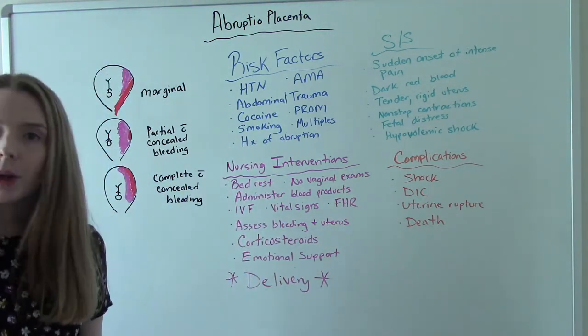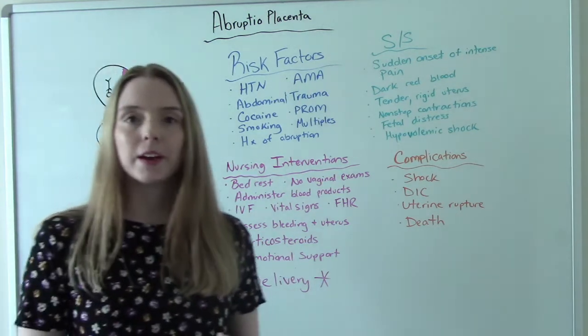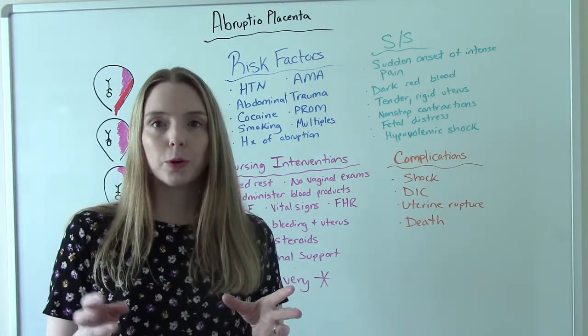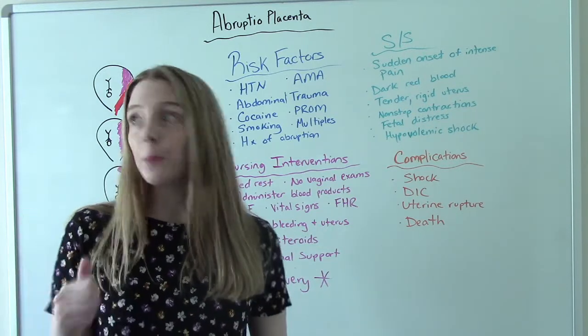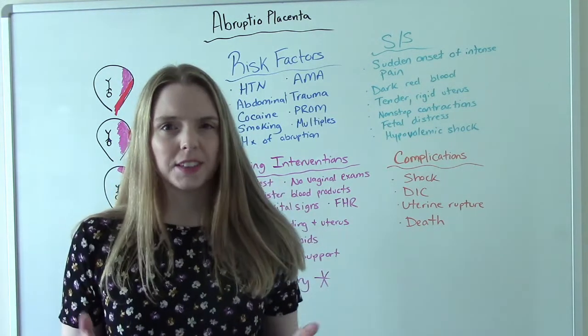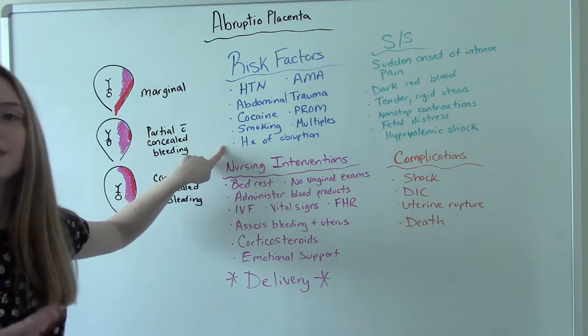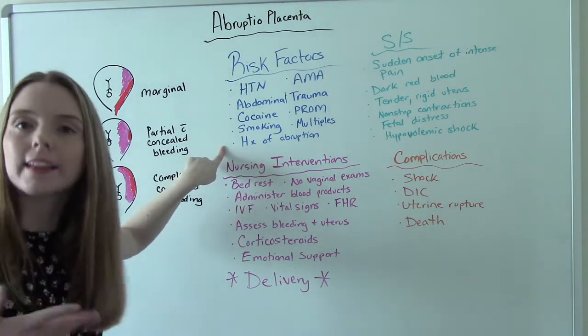If you're pregnant with multiples, sometimes when you're pregnant with multiples, things get a little bit weird in there and your placenta is trying to make room, kind of like with the placenta previa, but this becomes a little bit more dangerous. And then of course, a history of abruption. So this has happened to you before. It's more likely to happen to you again.